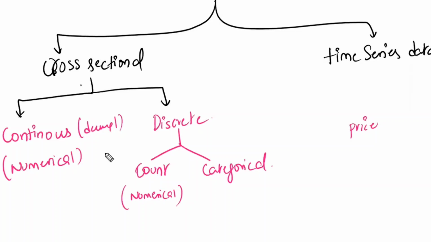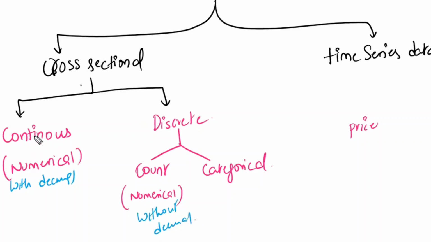You are having the decimal values, whereas for count, no decimal values are possible. You can't have decimal values for that. Then it is called a discrete variable, discrete count data. Both of them are in numerical format only, but continuous is with decimal and count is without decimal.